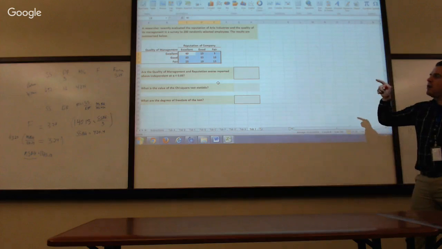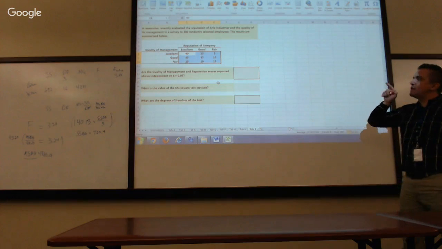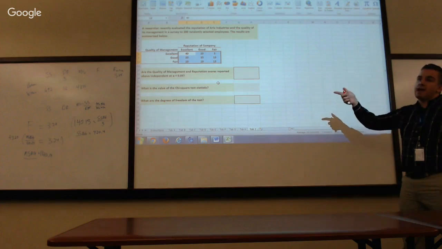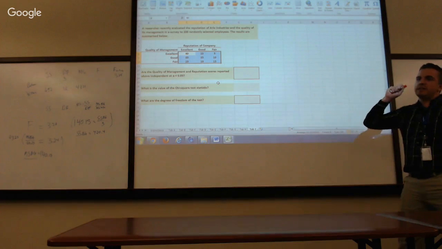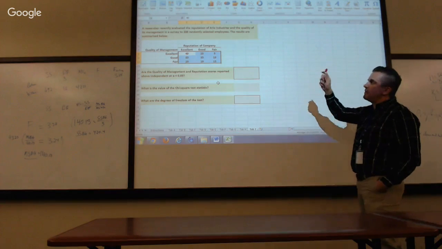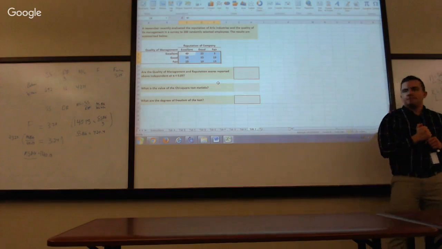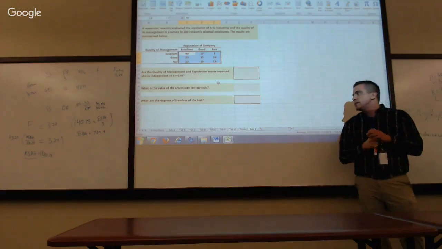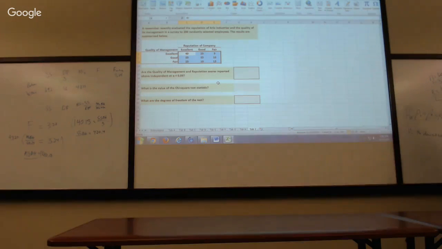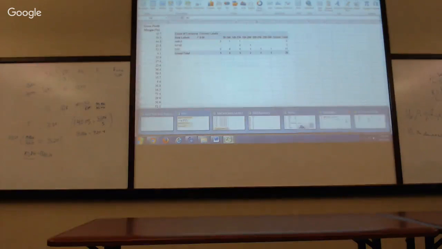So, are quality management and reputation scores independent? No, they are not independent. There is a statistical codependence between the reputation of a manager and the quality of that person's management. So what is the chi-squared test statistic? We go back to our p-value.